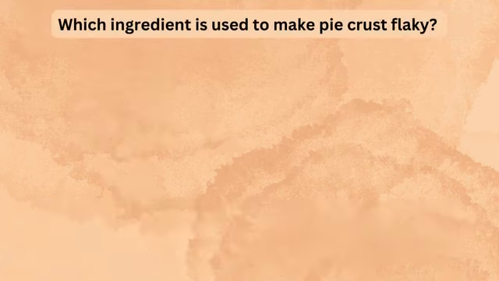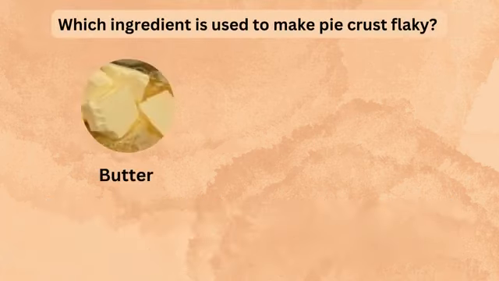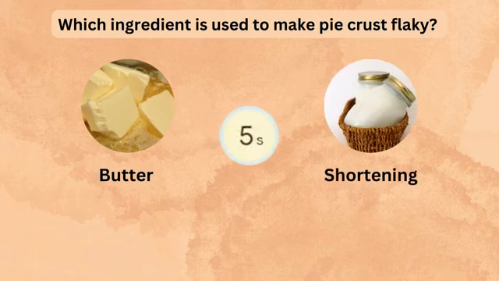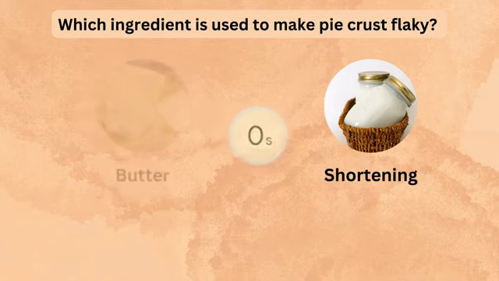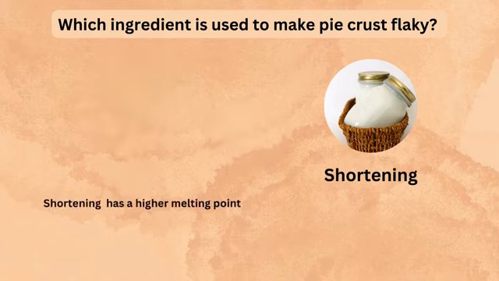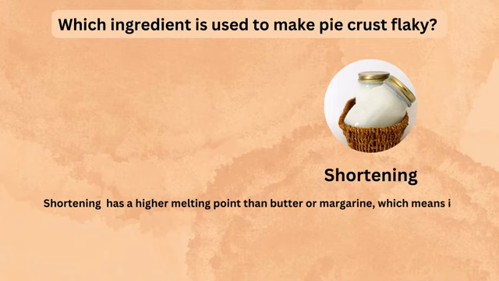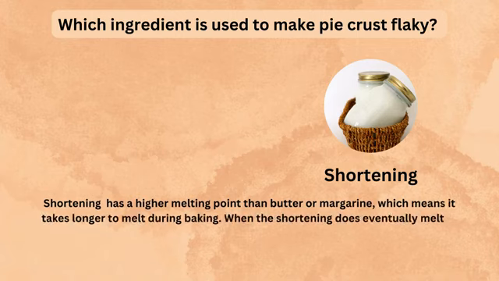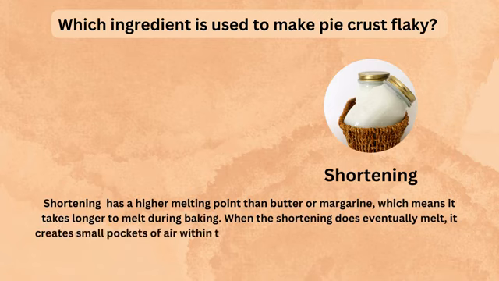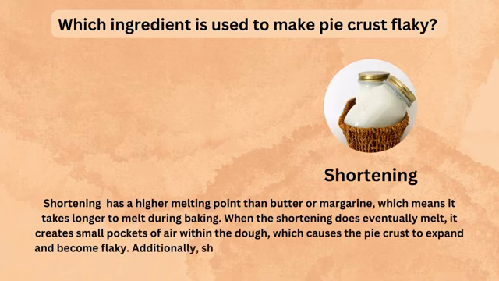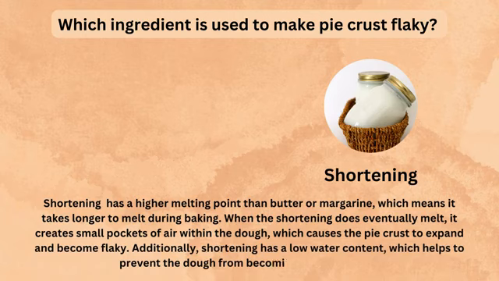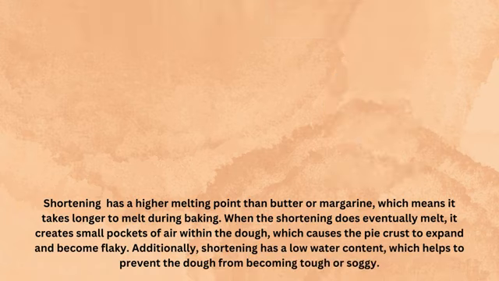Which ingredient is used to make pie crust flaky? Butter or shortening? Shortening has a higher melting point than butter or margarine, which means it takes longer to melt during baking. When the shortening does eventually melt, it creates small pockets of air within the dough, which causes the pie crust to expand and become flaky. Additionally, shortening has a low water content, which helps to prevent the dough from becoming tough or soggy.